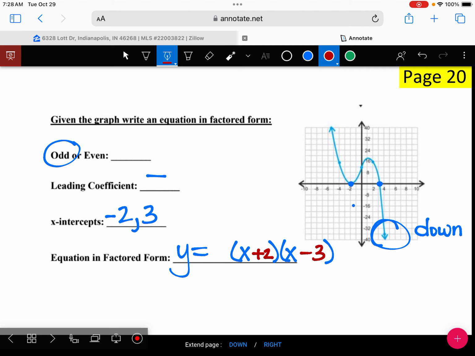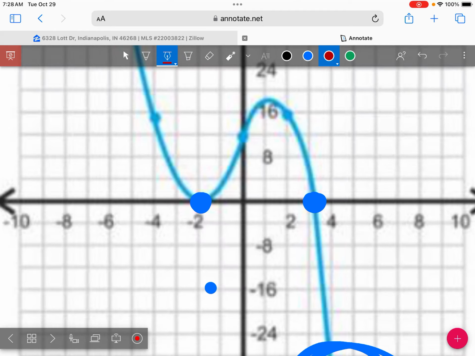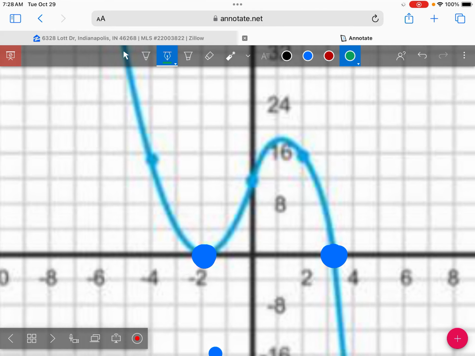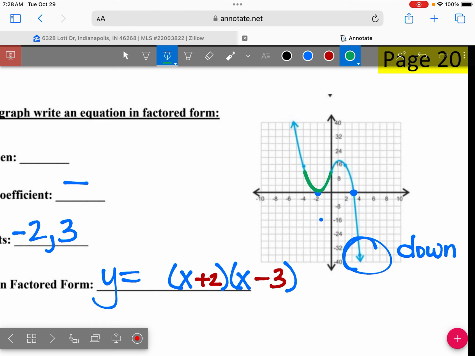Now, one of these is a bounce. Which one does it bounce? Does it bounce at -2 or does it bounce at +3? Yeah, it's a -2. So if you look at -2, notice that the graph kind of just sits on top of -2. It doesn't go through -2. It's just sitting on top. So that means that that factor has to be squared. So we're going to square this one. Only that one.